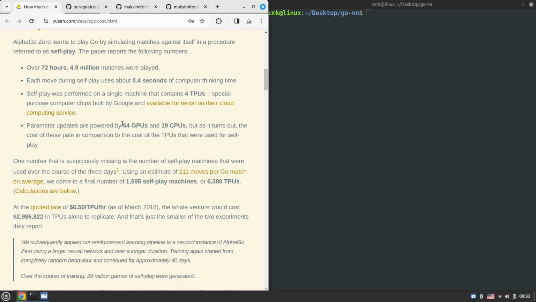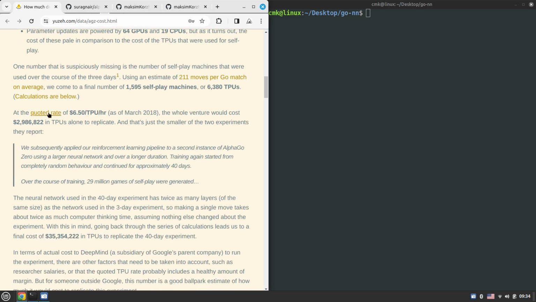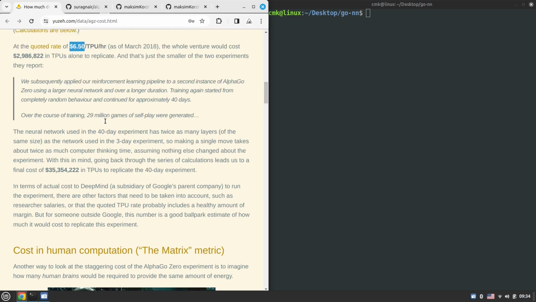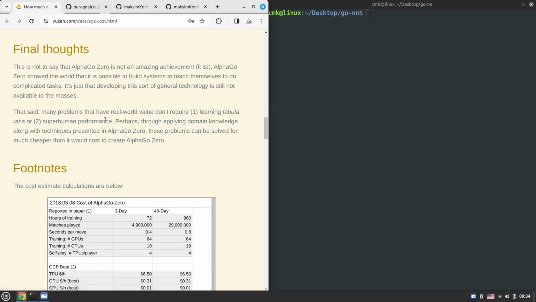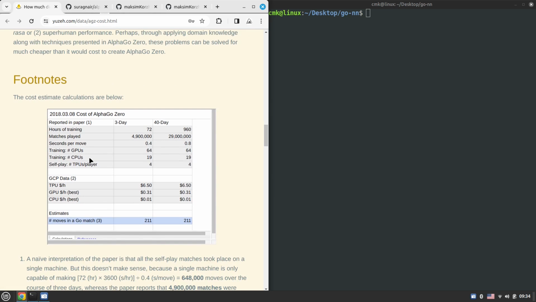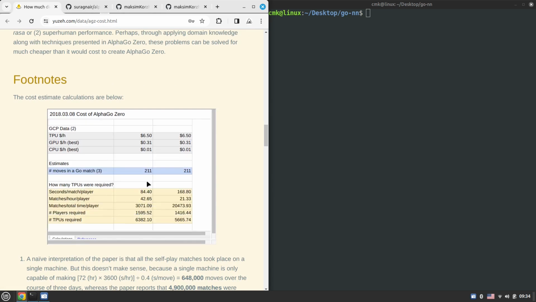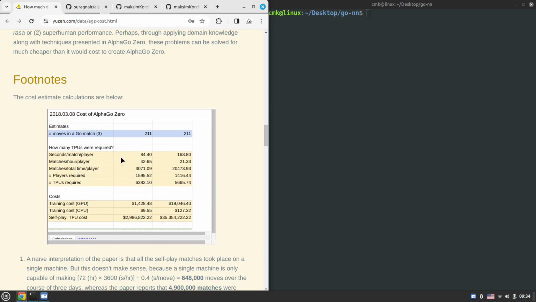These numbers are quite huge, definitely more than a single laptop without any GPU and just two CPU cores. And below here goes the explanation of how they calculate the cost for the training process, assuming this rate for the TPU per hour, right? And eventually, here is the table where they show the results they have come up with.